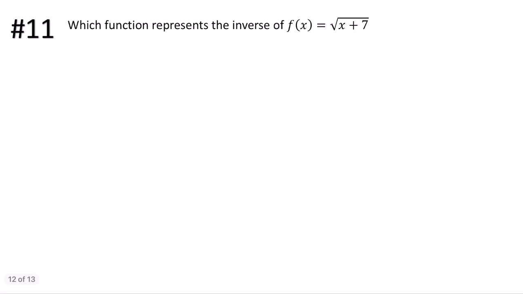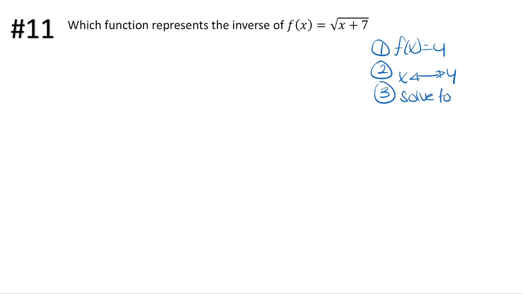Okay, so now let's think about this. Now we're into finding some inverses. So what function represents the inverse of f of x equals the square root of x plus 7? Remember, there are 3 steps to finding the inverse, okay? Step 1, we replace f of x with y. Step 2, we switch our x and y values. And then 3, we just go ahead and solve for y.